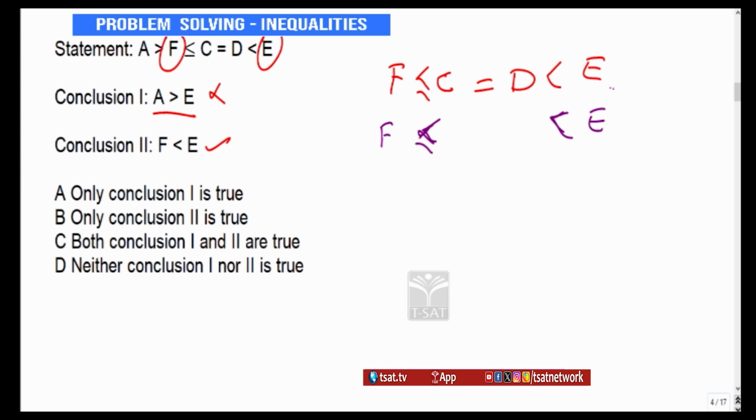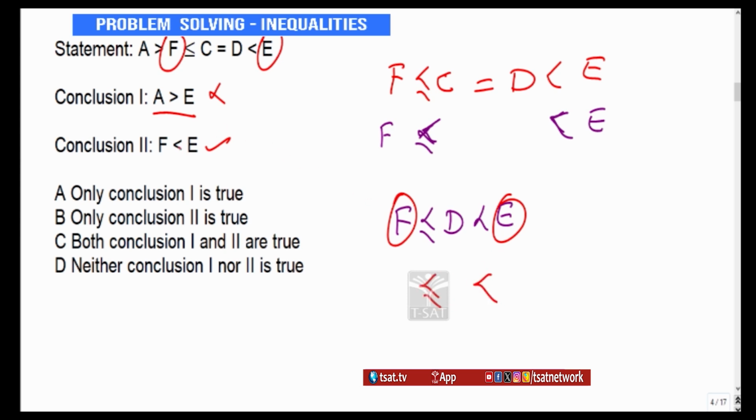For example, I can shortcut this particular statement. How? I can write like F is less than or equal to C, but C is equal to D. So I can directly write here D, because both C and D are equal. So directly I can write D here. Now D is less than E. So directly here you take now E and F. There are two symbols, again greater than symbol, greater than or equal to symbol.